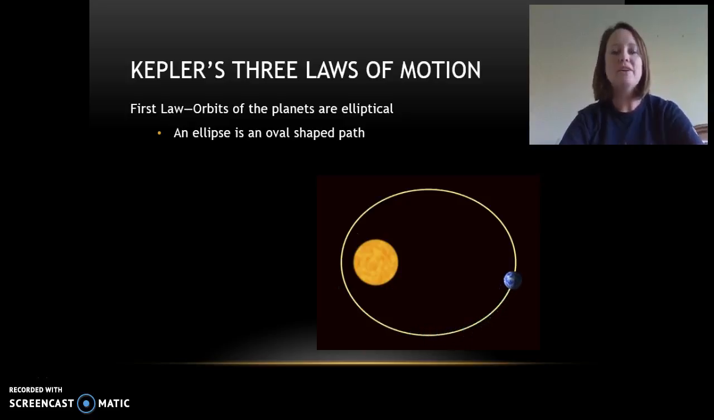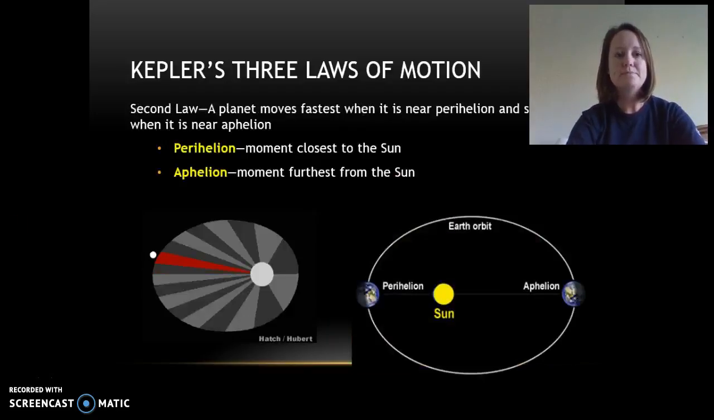So when we look at the Earth's revolution around the sun, we know that during part of its revolution it's closer to the sun, and another part of its revolution it's further away. When it's close to the sun, that is known as perihelion, and furthest from the sun is aphelion. And if you notice from the diagram, when we are in perihelion or closest to the sun, we move faster, and when we are in aphelion, we move slower.